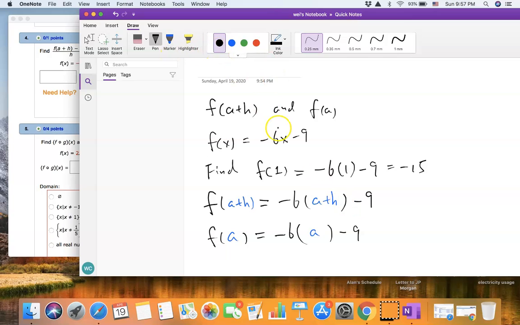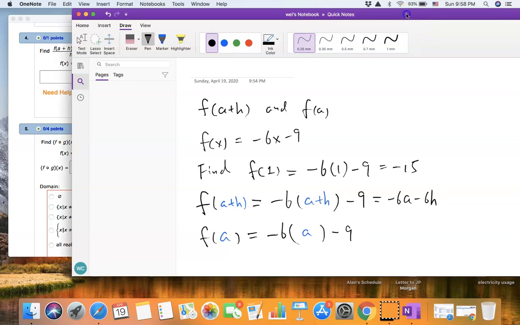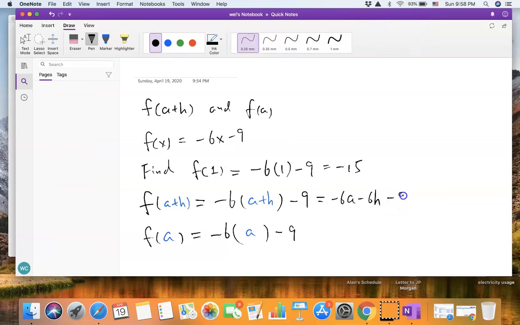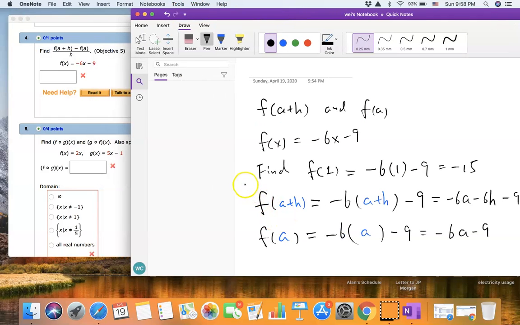Okay. Now next we want to simplify these two expressions. So negative 6 times a plus h, we can distribute negative 6. So we get negative 6a minus 6h and minus 9. And this is negative 6a minus 9. Okay. This is our step 1.